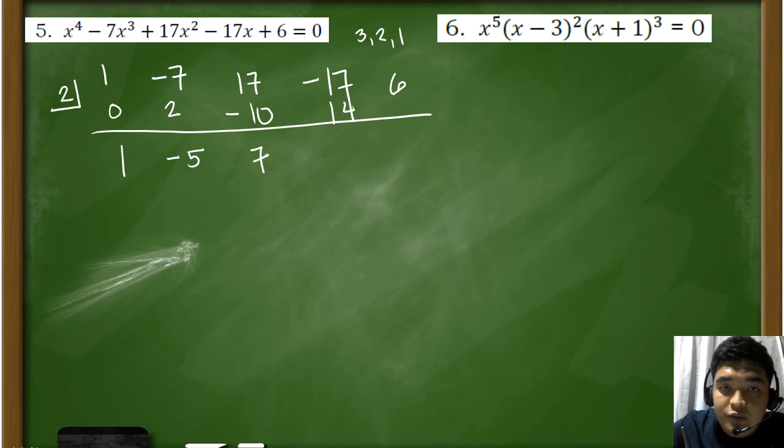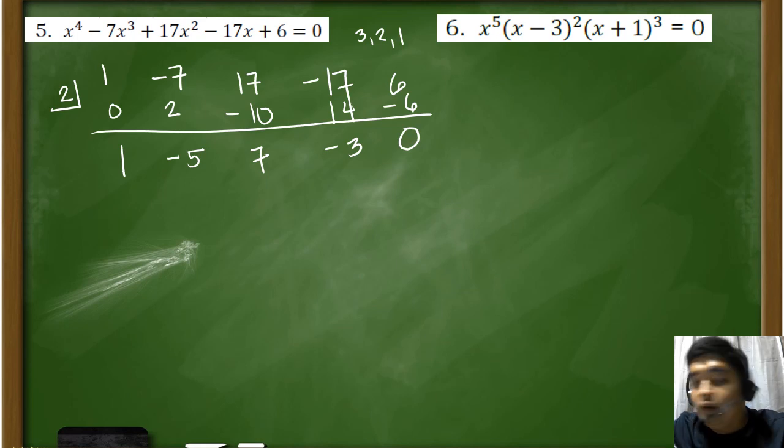Negative 17 plus 14 is negative 3. Then 2 times negative 3 is negative 6. So the remainder is 0. Therefore, one of the roots is 2.